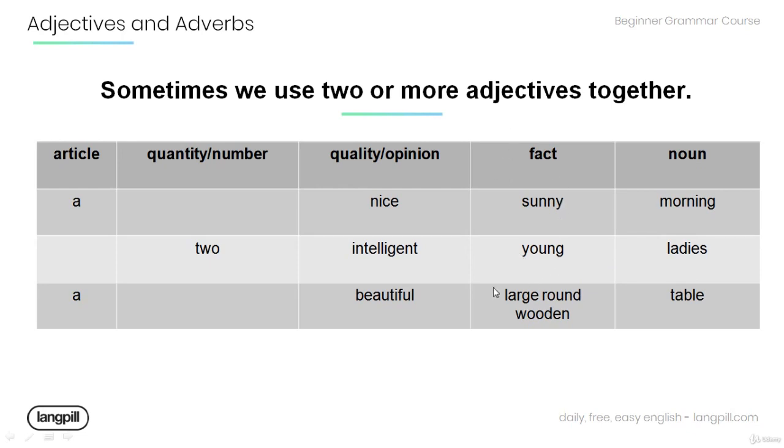And in this sentence, a beautiful large round wooden table. There are sets of adjectives describing the noun table. Beautiful, the quality or opinion. Large round wooden is the fact.